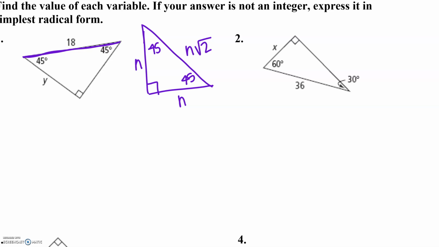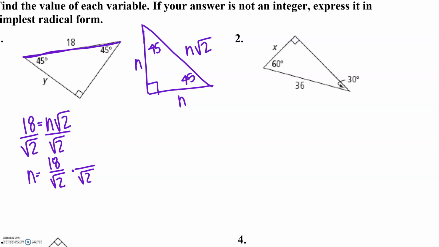So what we're going to do is set this 18 equal to this n square roots of 2. So we're going to have 18 equal n square roots of 2, and we're just going to solve for n. To solve for n, we are going to divide both sides by the square root of 2, which leaves us with n equals 18 over the square root of 2. This isn't in simplest radical form, so we need to rationalize the denominator by multiplying both the top and bottom by the square root of 2.